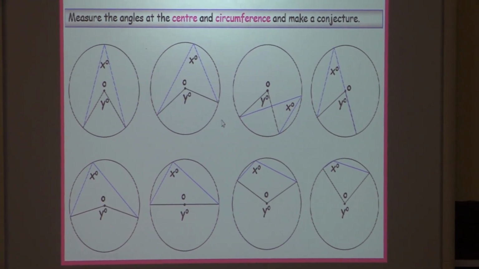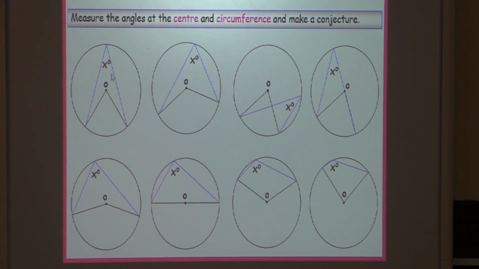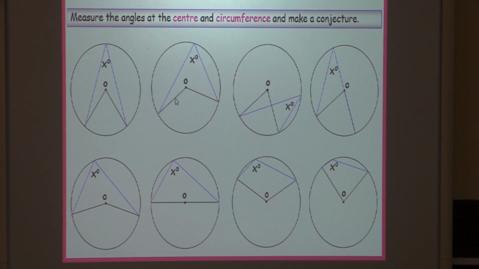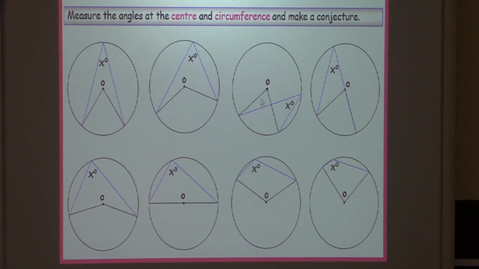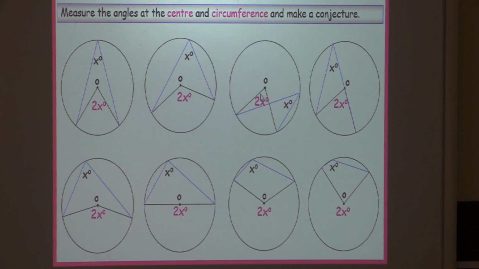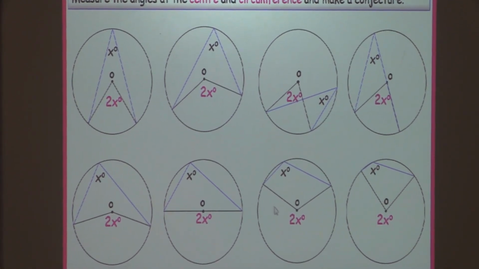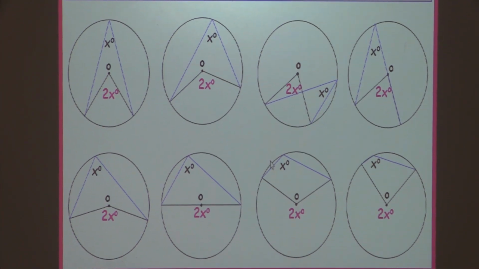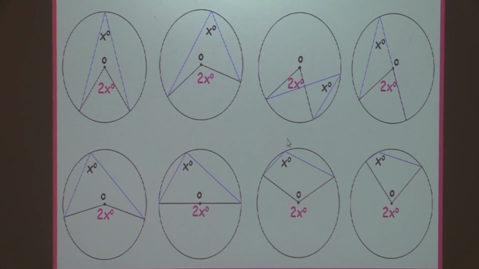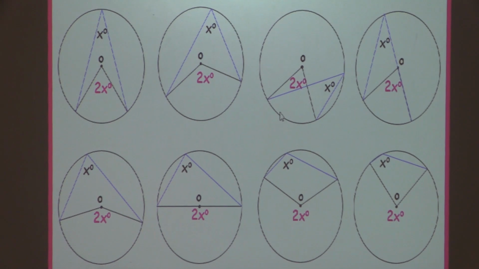So what is this saying to us? If the angle at the circumference is x, what will this one be? If this one is x, what is that one? It will be 2x. So the one at the center, this one, is 2 times bigger than this one. So that's important. I must be able to see the center theorem no matter how it comes out.